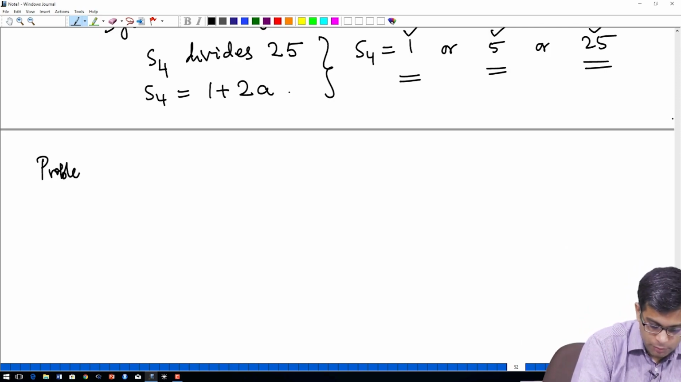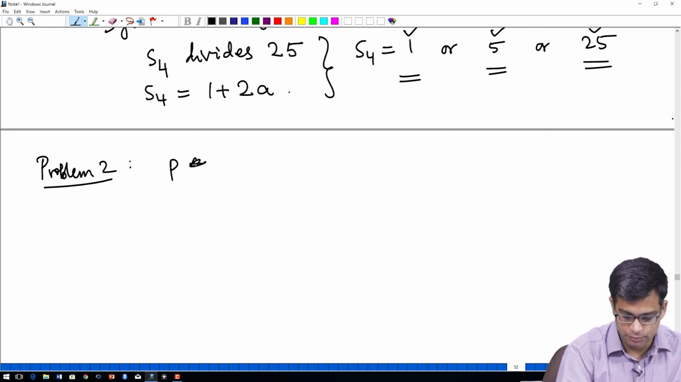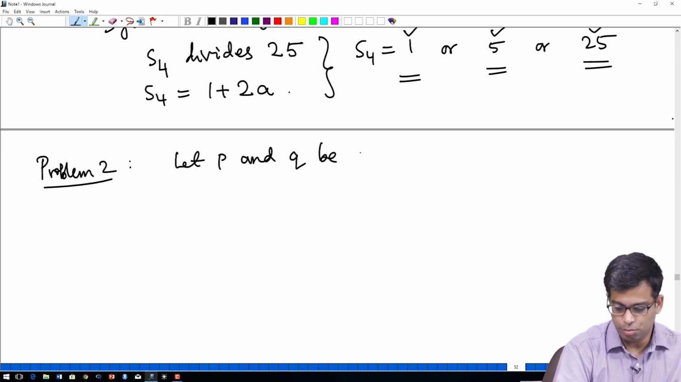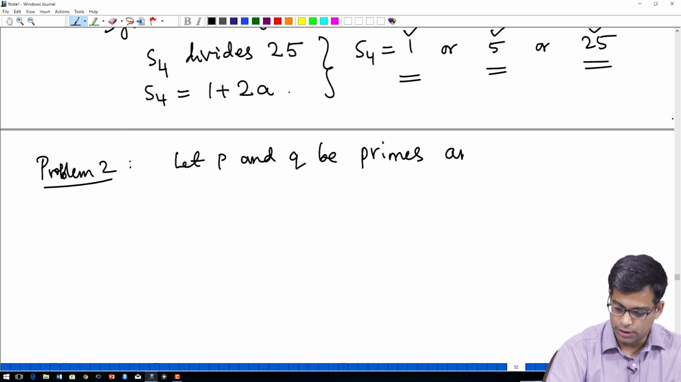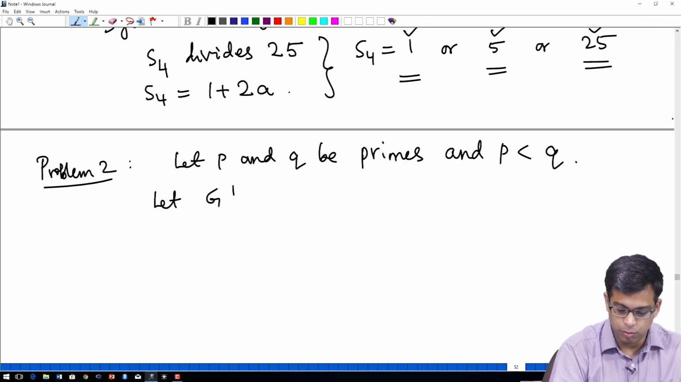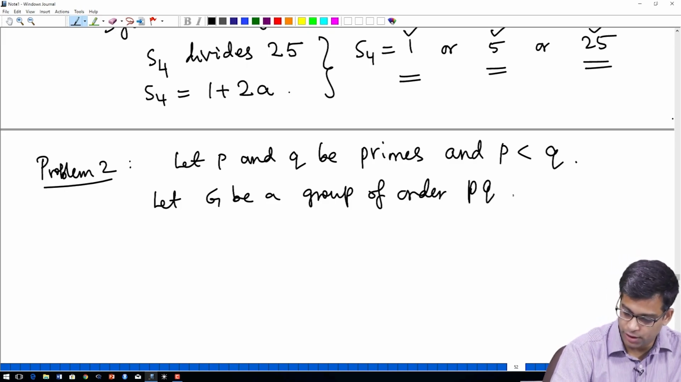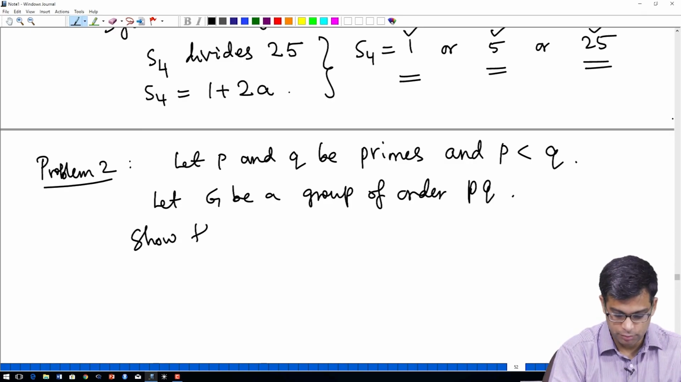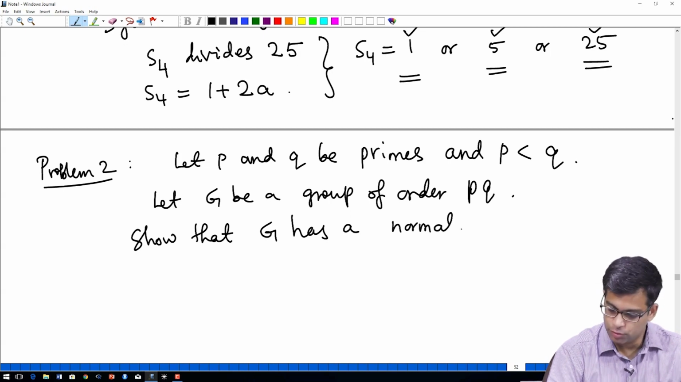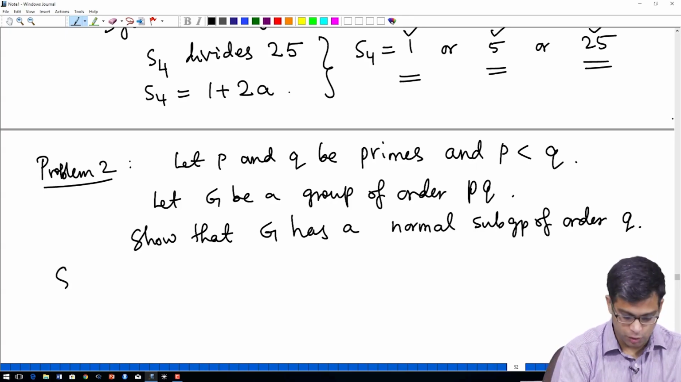Let me do one more problem along the same lines. Let P and Q be distinct primes, and suppose that P is strictly less than Q. Let G be a group of order PQ. Show that G has a normal subgroup of order Q. I'll solve it very quickly.